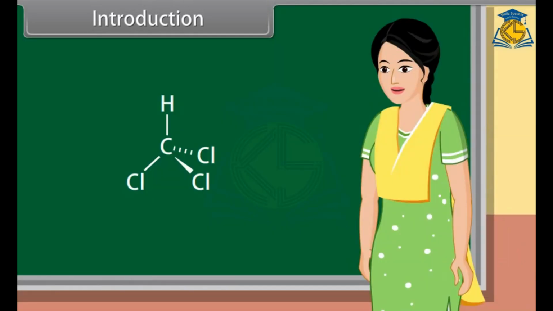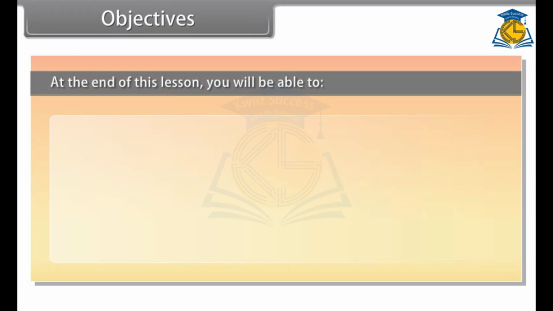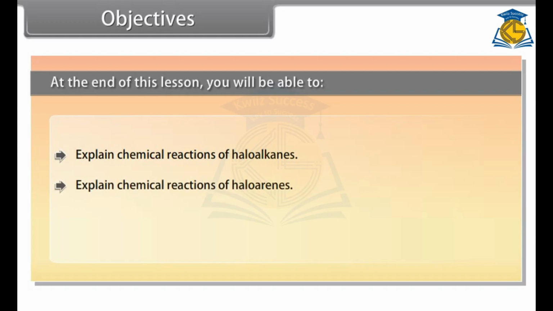Very good, Rohit. Now we learn more about chemical reactions of haloalkanes and haloarenes and polyhalogen compounds. Objectives. At the end of this lesson, you will be able to explain chemical reactions of haloalkanes, explain chemical reactions of haloarenes, describe polyhalogen compounds.